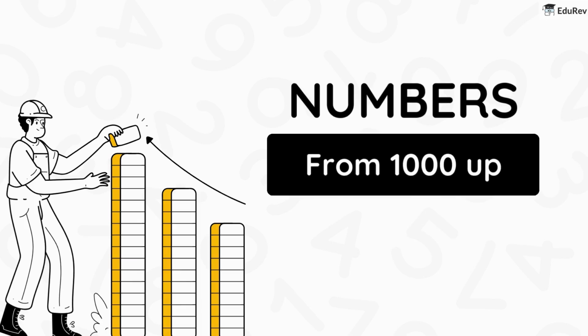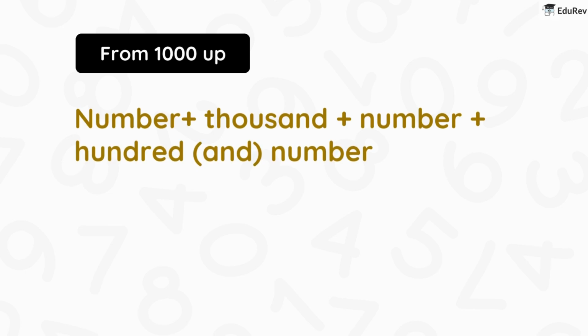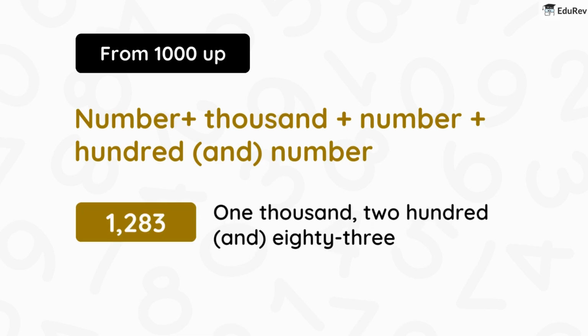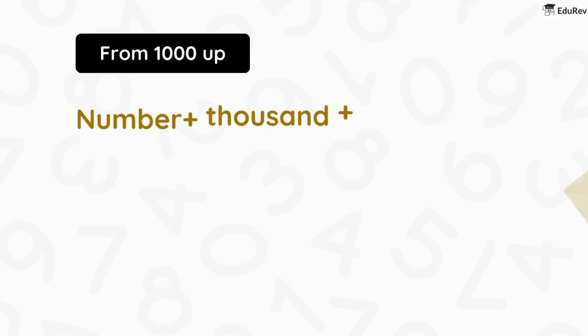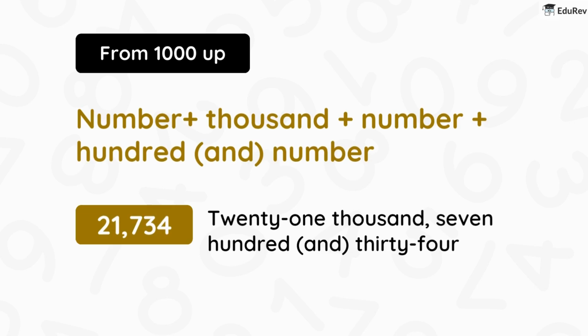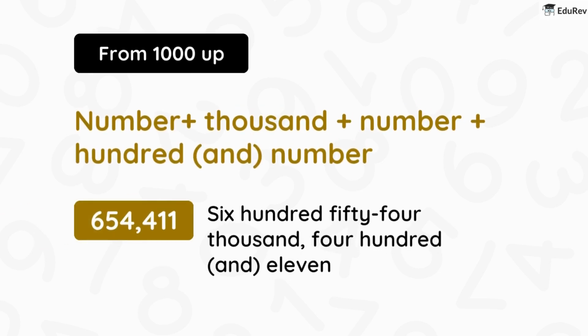Numbers from 1000 up. For these numbers, we use the format number plus 1000 plus number plus 100 and number. For example, 1283 is written as 1,283. Here's another example. The number 21734 is written as 21,734. Let's look at one more example. The number 654411 is written as 654,411.